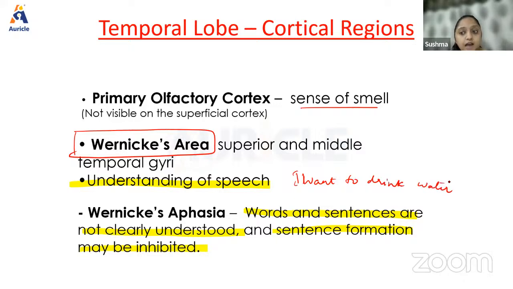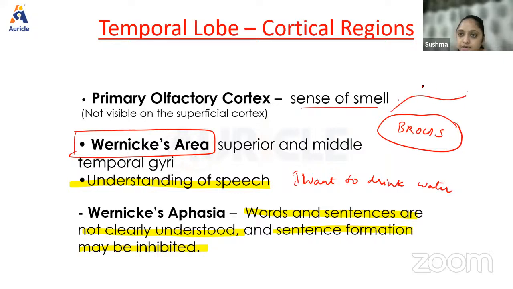Which was the motor area? Broca's area. Here is the calcarine sulcus, and here is Broca's area, present in the frontal lobe. There is nothing wrong in his Broca's area. That is why his expressive aspect of speech is completely normal in a person who has Wernicke's aphasia.